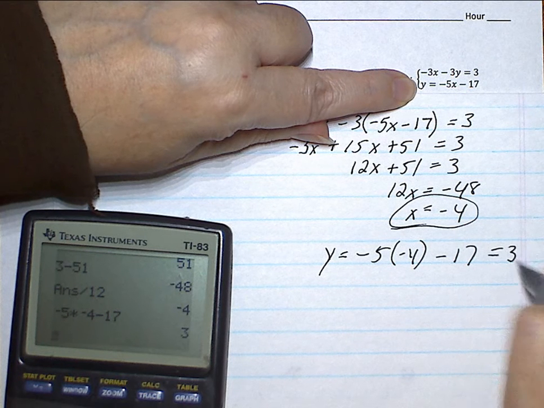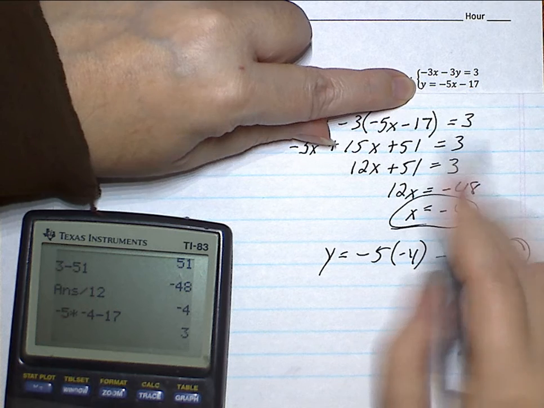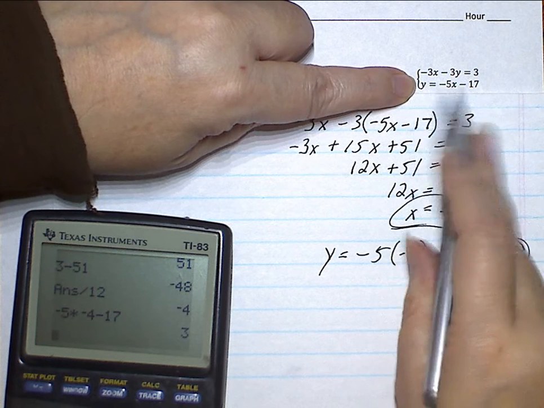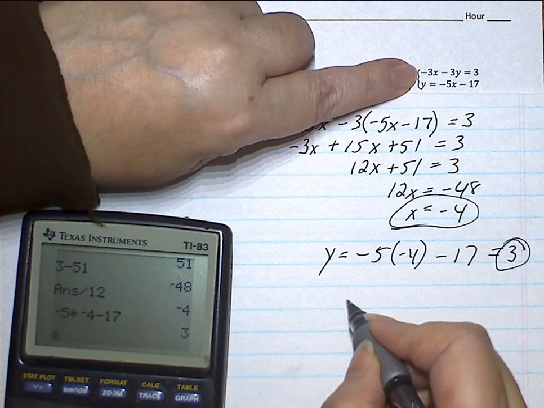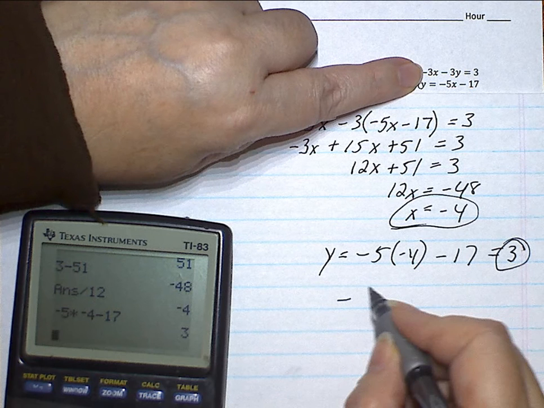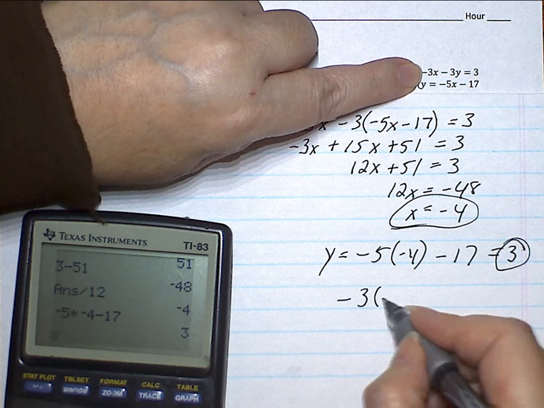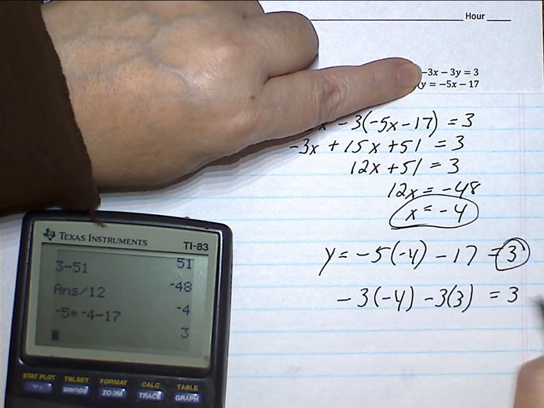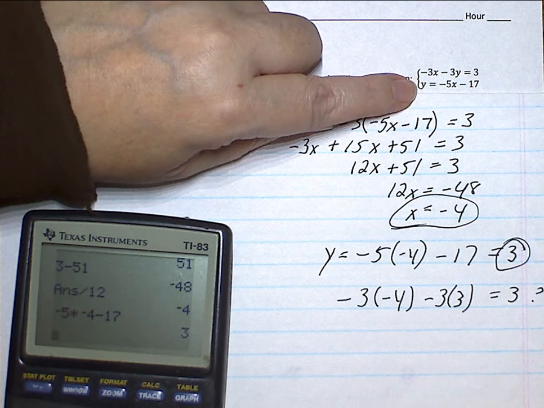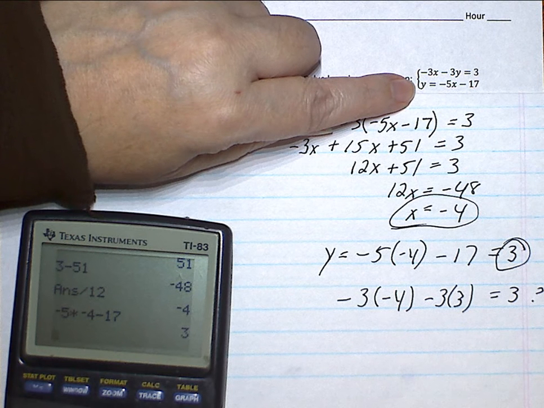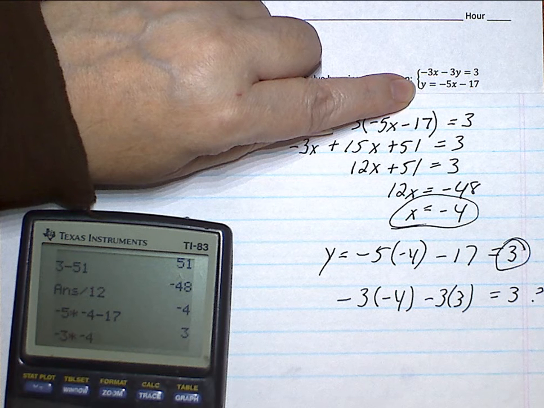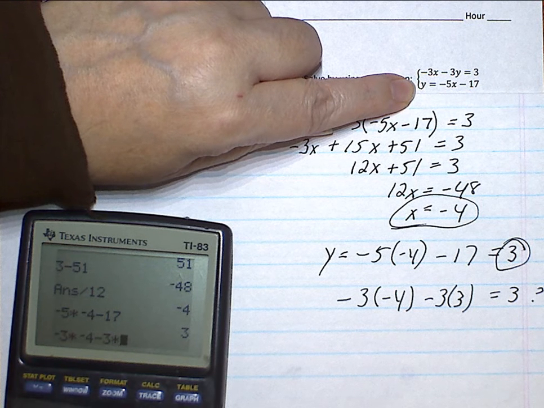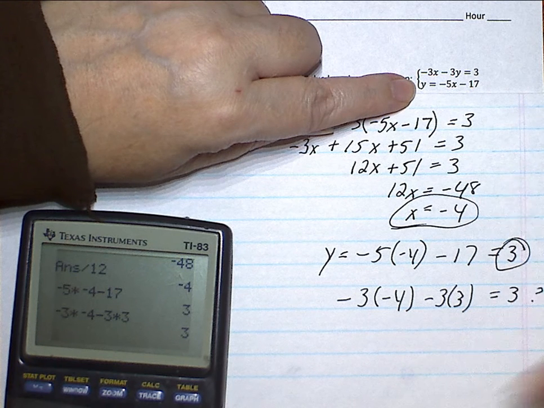Remember, you can always plug it in, the top one, since we just used this one, plug it in to see if it works. So we have negative 3 times my negative 4 minus 3 times 3, that equals 3. Let's see if it works. It should work in both. So we have negative 3 times negative 4 minus 3 times 3, and that's 3. You could check the bottom one too, they both should work.